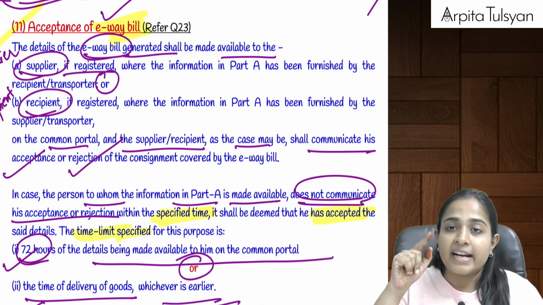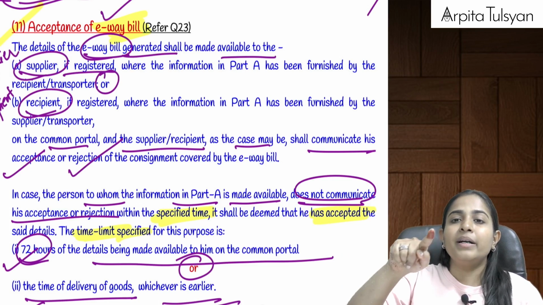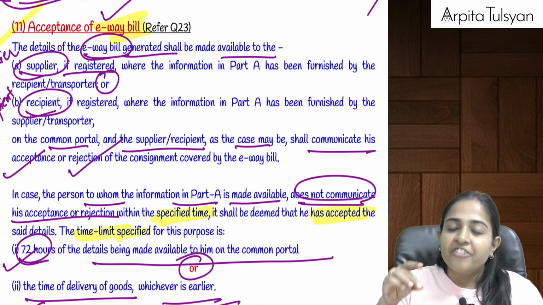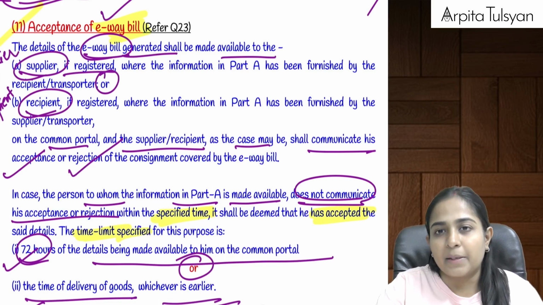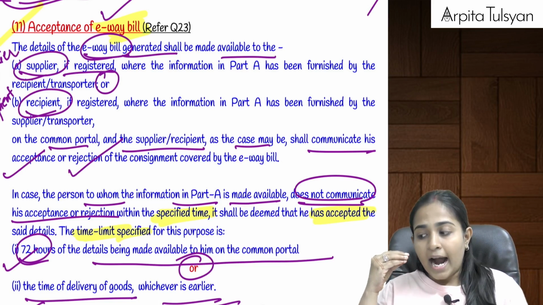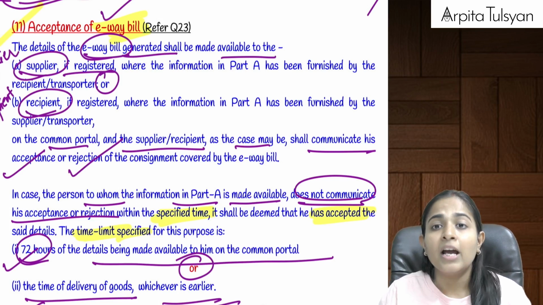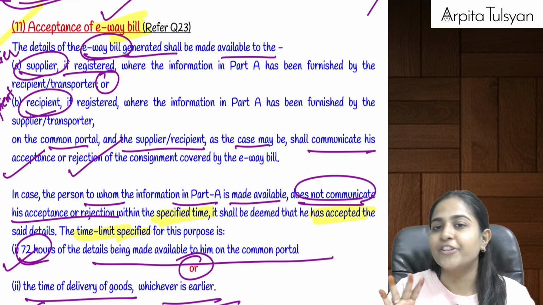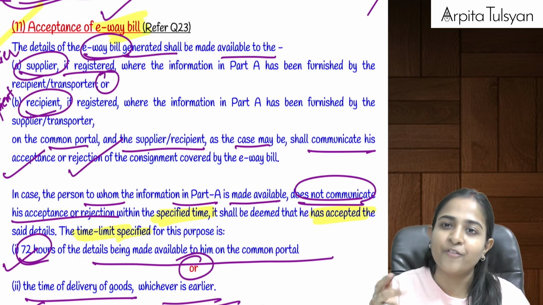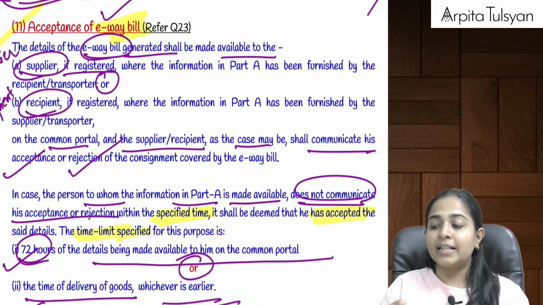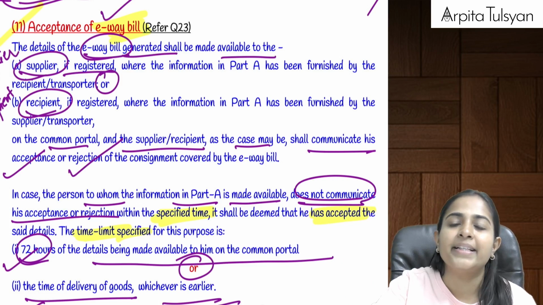Whenever the details are generated in part A, from that time go to the midnight, and from midnight within 72 hours, the e-way bill should be accepted by the other person. Either within 72 hours from the midnight of details being available under part A, or before delivery of goods, whichever is earlier. Can there be a possibility that the goods are delivered within 24 hours only? Out of these two, whichever is earlier, within that time period the e-way bill can be either accepted or rejected by the other party.